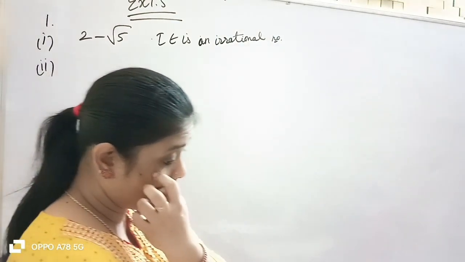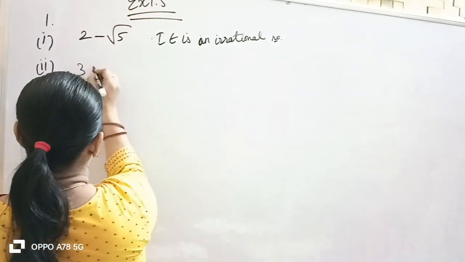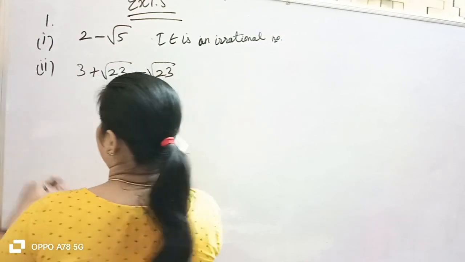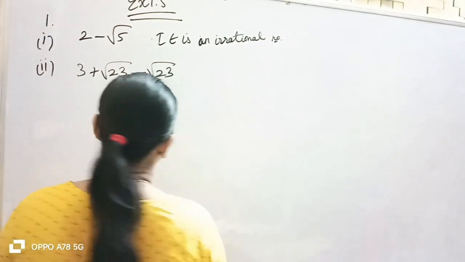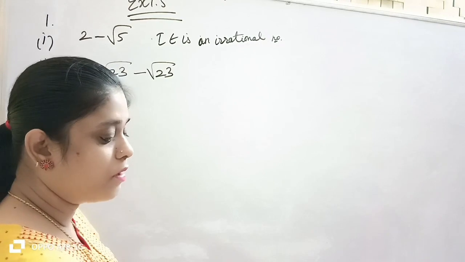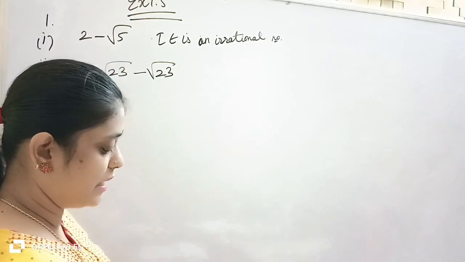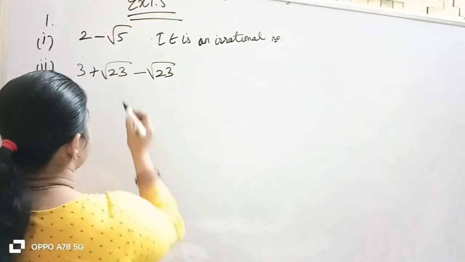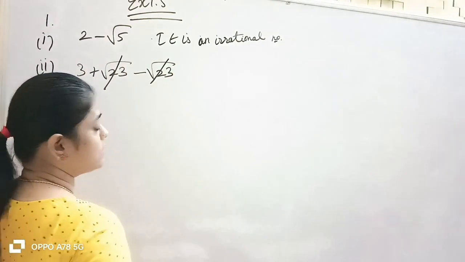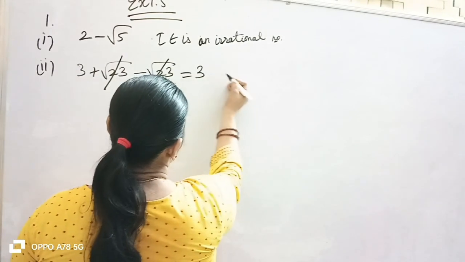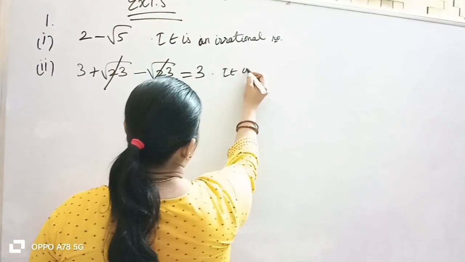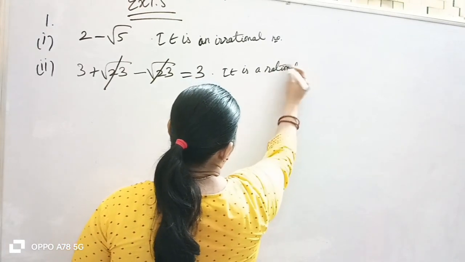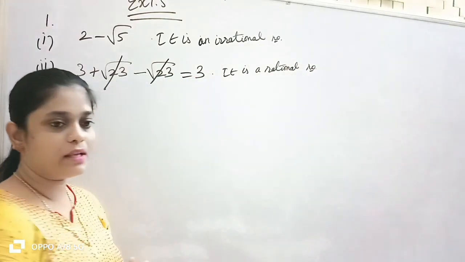Second, they are just given 3 plus root 23 minus root 23. Is it correct? Yes. In this they are just given a bracket. The bracket alone is there. I am just taking the bracket and then cancelling these two, your answer is 3. So the final answer is a rational number because there is no root in the final answer.